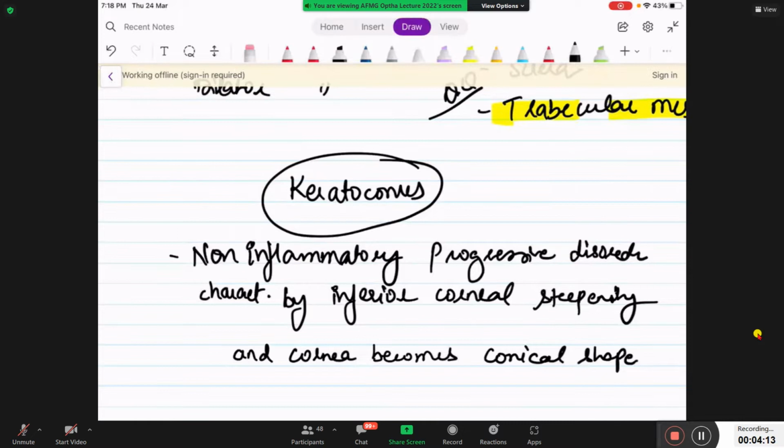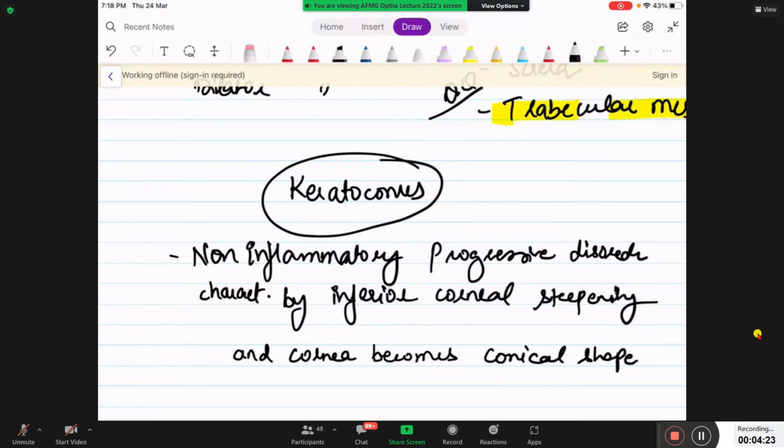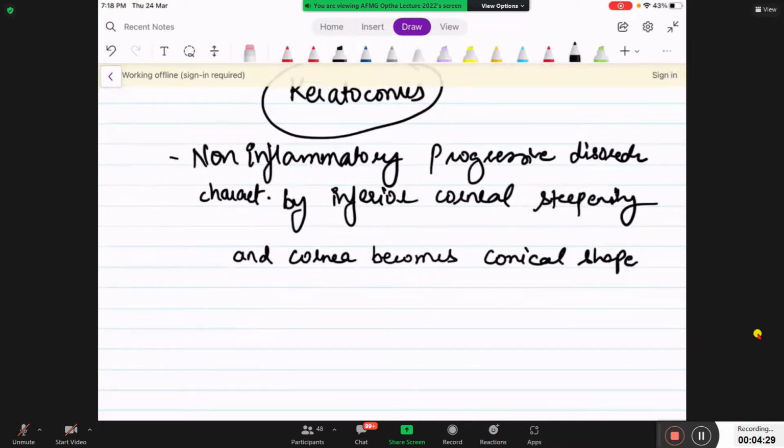So in the cornea as a whole, there is not steepening of the entire cornea. The steepening is more prominent in the inferior part of the cornea. Steepening means the curvature of the cornea is becoming more conical in shape. So this is the definition, and it is a progressive condition. If you don't treat it on time, the conical cornea will become more and more conical in shape.